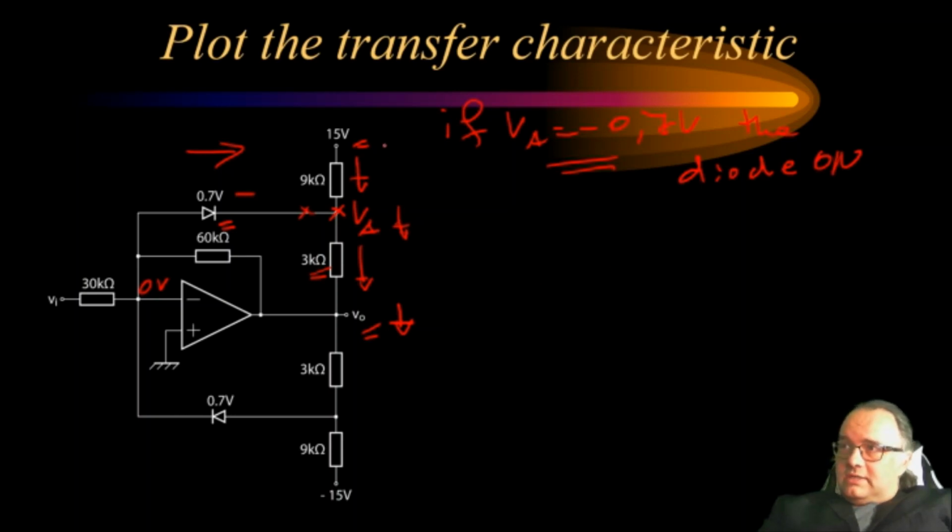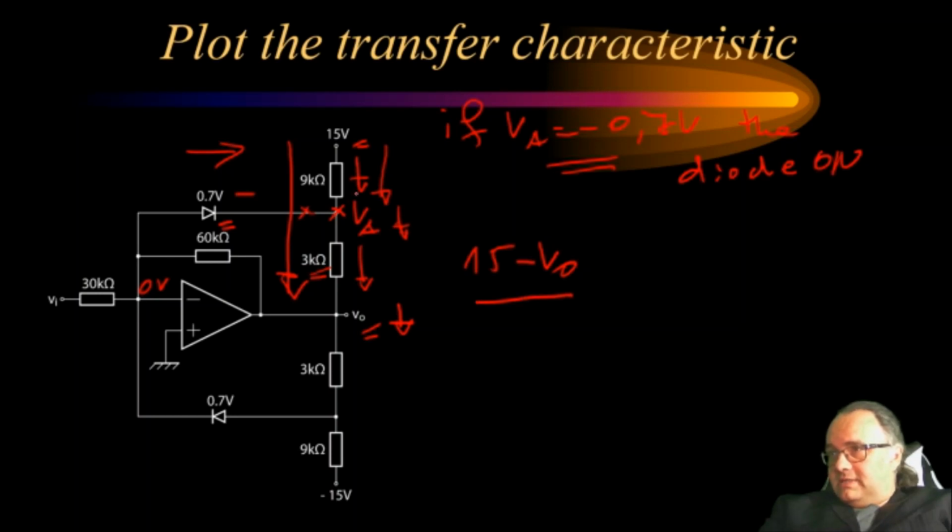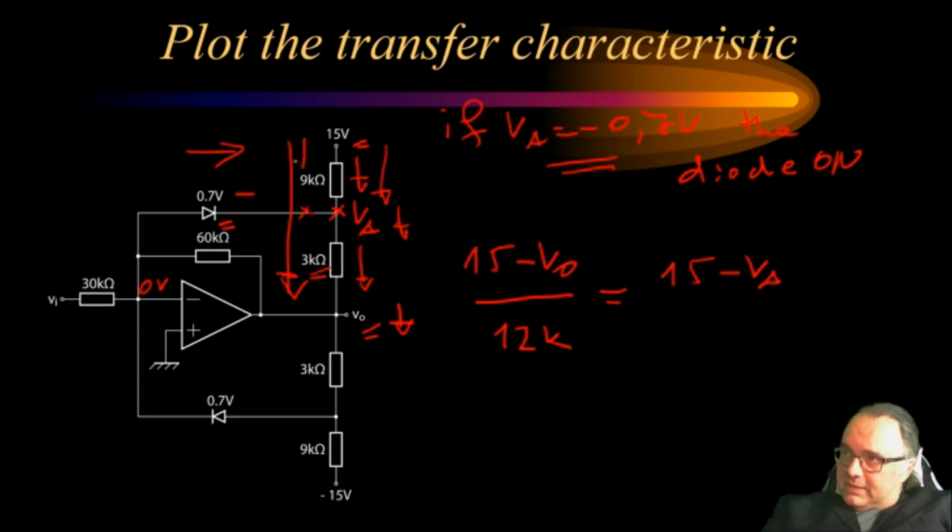So look at this voltage divider here, this resistive path. Then I can write 15 volts minus V out, so this is the total current that flows here, divided by the resistive path, which is 12 kilo ohm, 9 kilo ohm plus 3 kilo ohm, is equal to 15 volts minus VA, so this is this path here, the same current, divided by 9 kilo ohm.